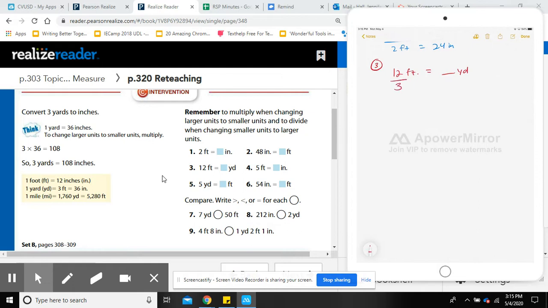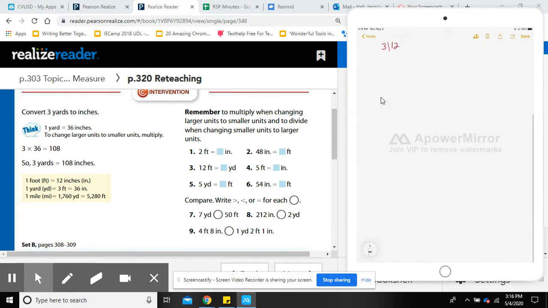So we divide it like this. If this way here looks funny to you, start getting used to that because that is exactly how we're going to do it a lot in 6th grade. But you can also look at it as 12 divided by 3 like this. Either way, we get 4 because 3 times 4 is 12. So 12 divided by 3 is 4. So our answer is 4 yards. So 12 feet is equal to 4 yards.